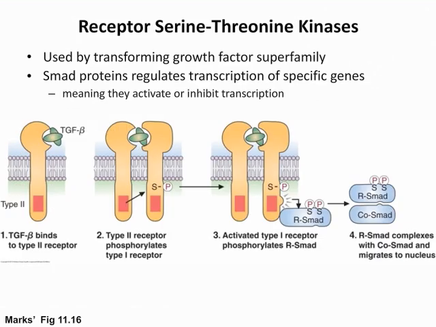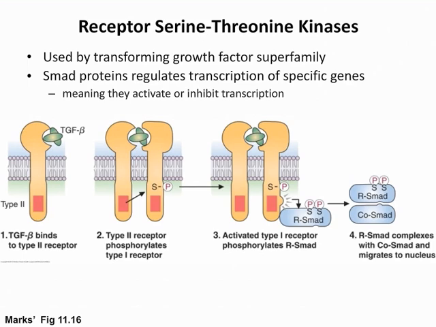Here we talk again about the serine-threonine kinase receptors. We talked a little bit about this earlier. This just goes into further detail. It's going to use TGF, which is transforming growth factor, and once that binds to your receptor, it's going to dimerize. Step 1, TGF binds to a type 2 receptor. Step 2, that type 2 receptor is going to phosphorylate the type 1 receptor. The type 2 receptor is on the left, type 1 receptor is on the right. As soon as TGF binds to it, type 2 receptor will phosphorylate type 1 receptor.